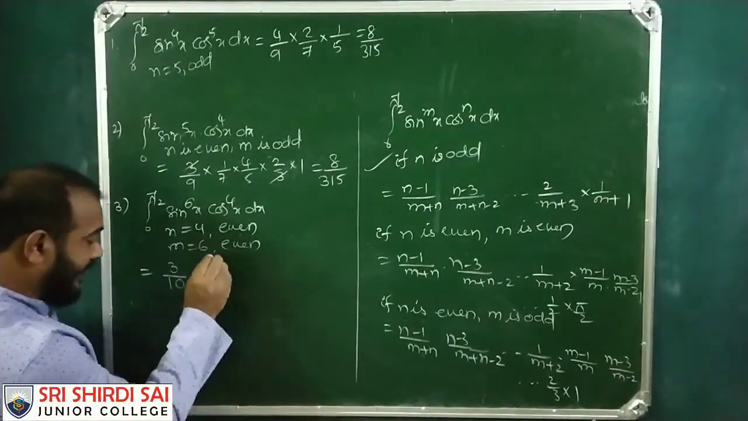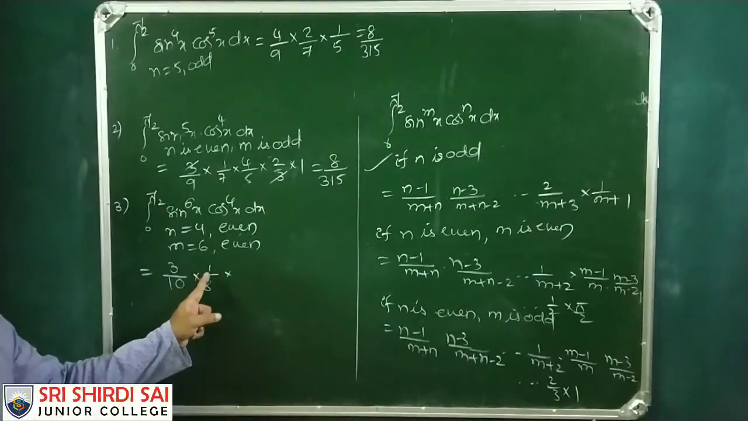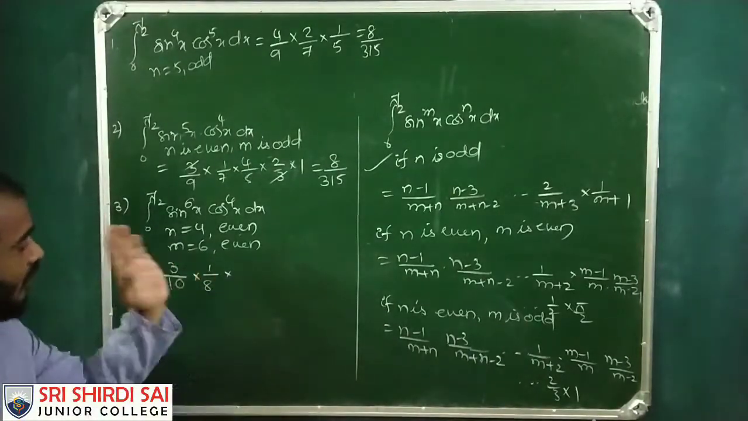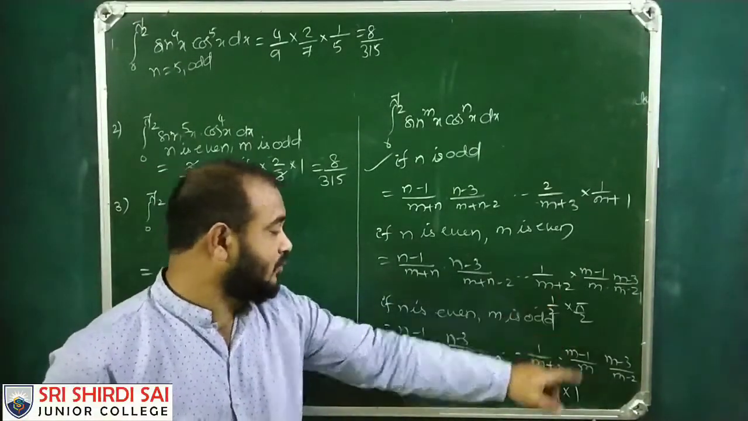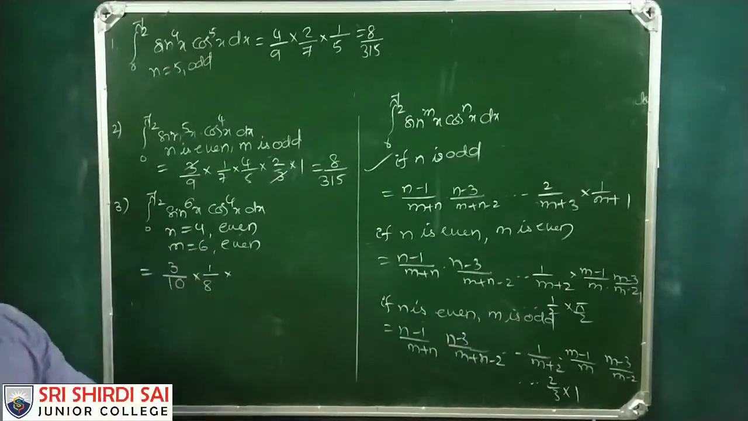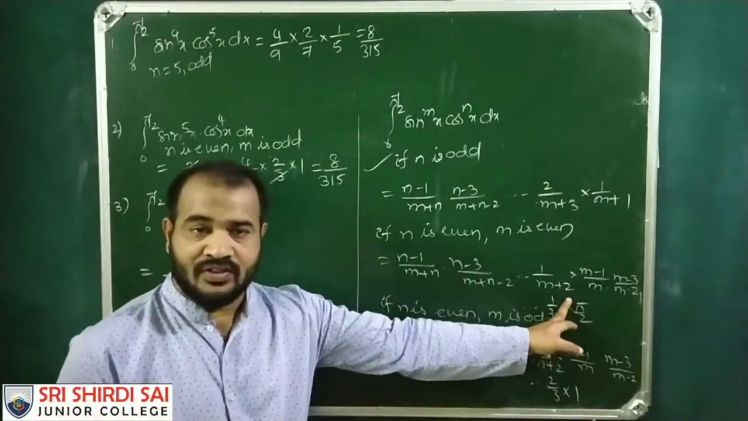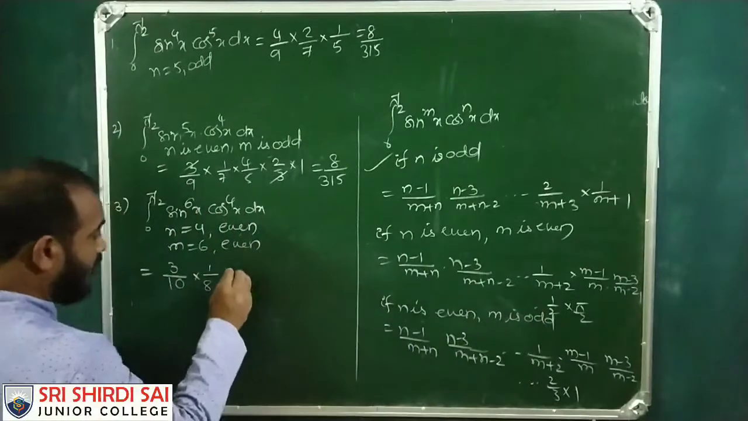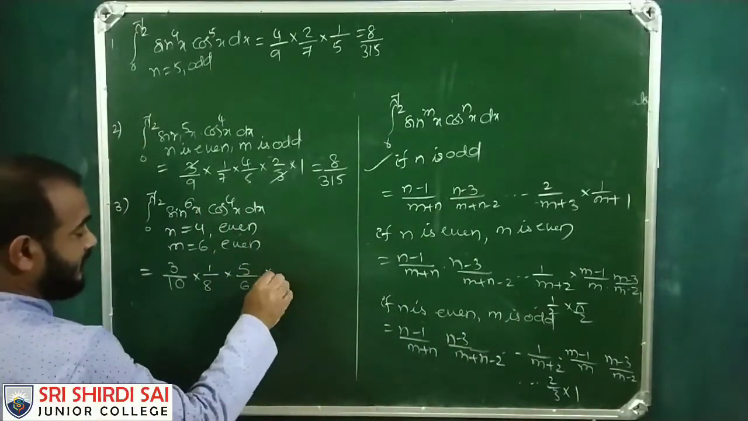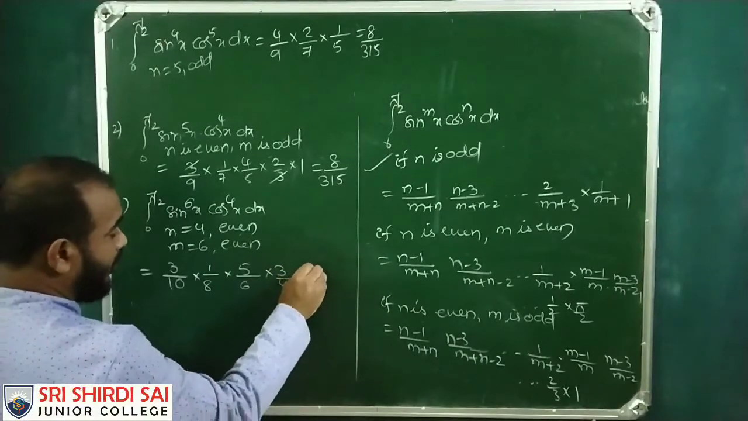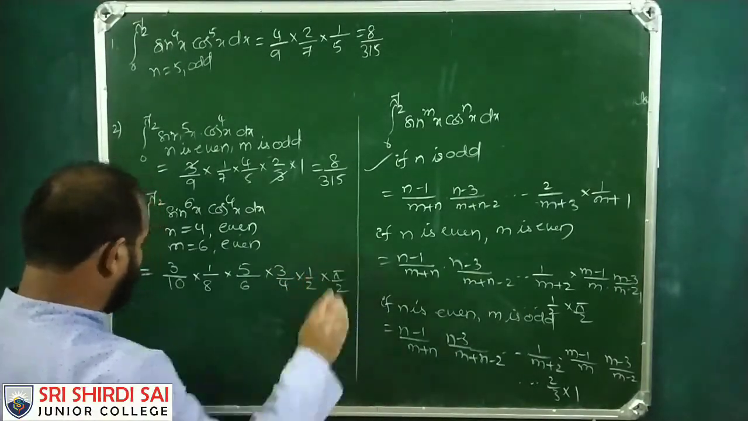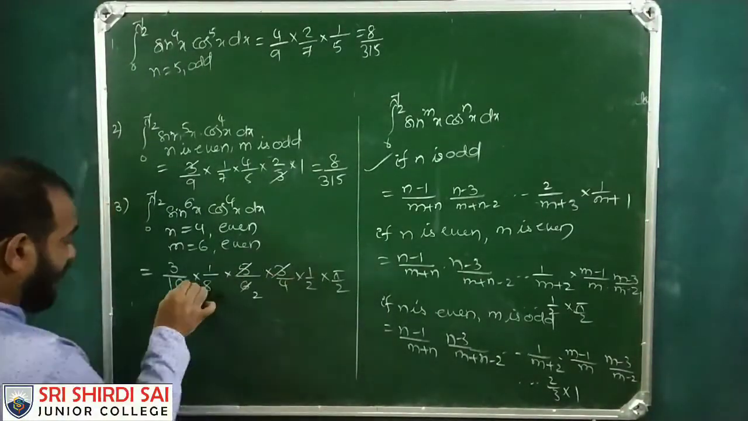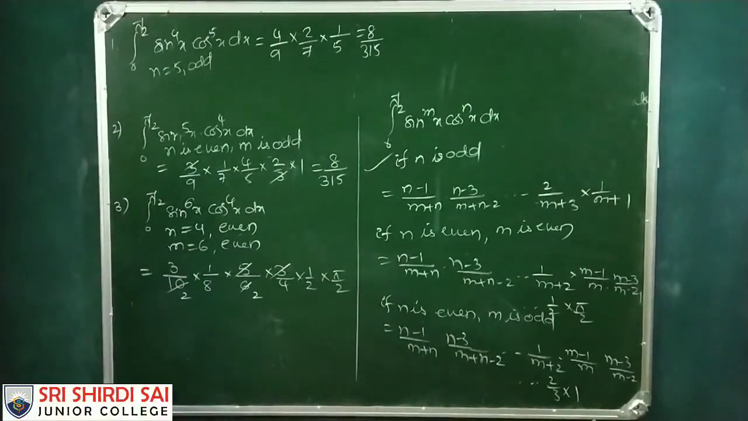So 1 by 8. Further reduction, if the numerator is reduced by 2, 1 minus 2 goes in a negative way. So therefore we have to stop. And let us check. M plus 2 is 6 plus 2. So we have started with this, we ended with this. So the next part is m minus 1. M is 6. 6 minus 1, 5 by 6. Next 3 by 4 into 1 by 2 into the next one is 5 by 2. So 3 2s are 6, 5 2s are 10. So whatever we are left with will be the answer.